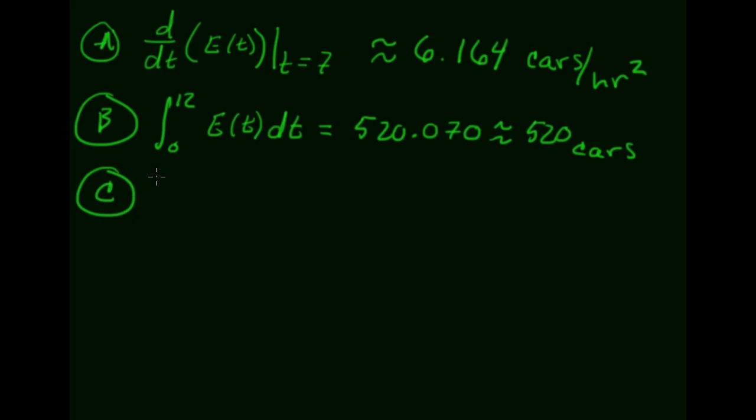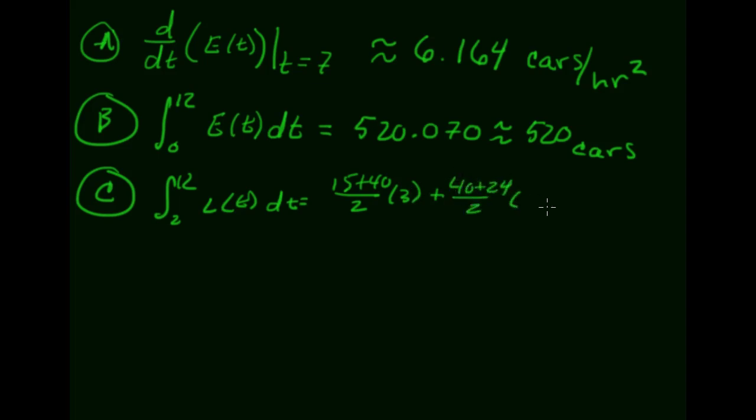Part C says use the trapezoidal rule to find the integral from 2 to 12 of L. So if you go from 2 to 12 of L of t and you're using the trapezoidal rule, for the gap between 2 and 5, the two heights are 15 and 40. We divide that by 2, and the width from 2 to 5 is 3.